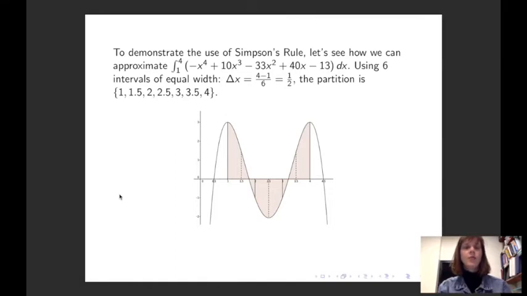Let's see how we can apply Simpson's rule. Suppose we wish to approximate the definite integral from 1 to 4 of negative x to the fourth plus 10x cubed minus 33x squared plus 40x minus 13. If we use 6 intervals of equal width, the length of each subinterval is 1/2, and the partition is given by the points 1, 1.5, 2, 2.5, 3, 3.5, and 4.